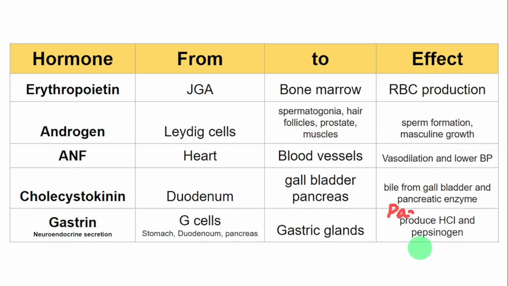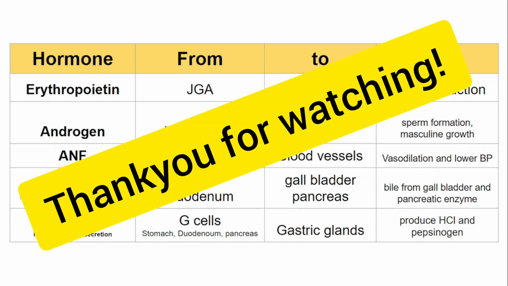Parietal cells are also called oxyntic cells. And pepsinogen is produced by chief cells, which are also known as peptic cells. So this table summarizes the action of all these 5 hormones.